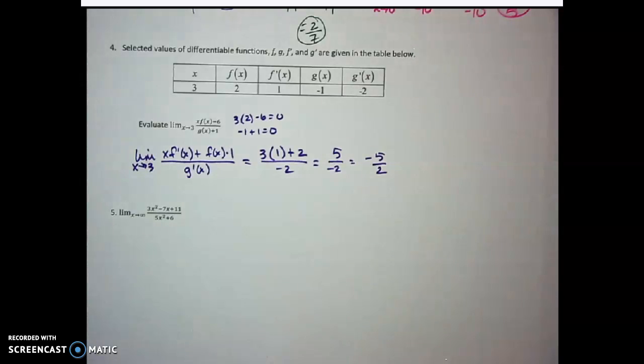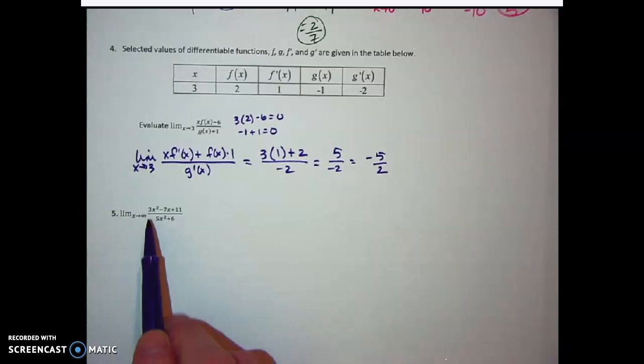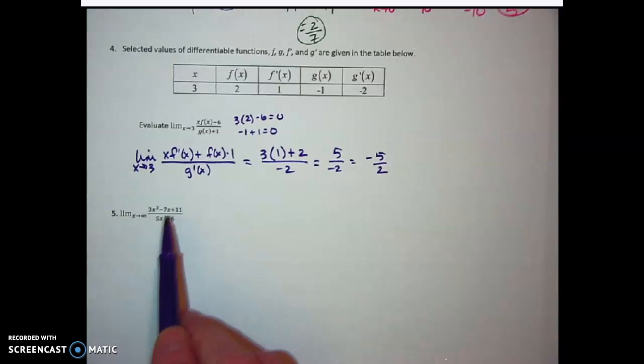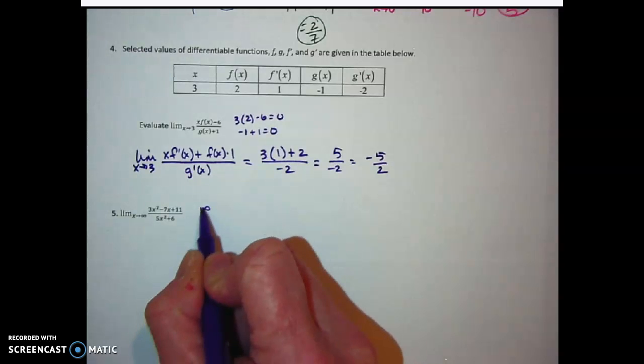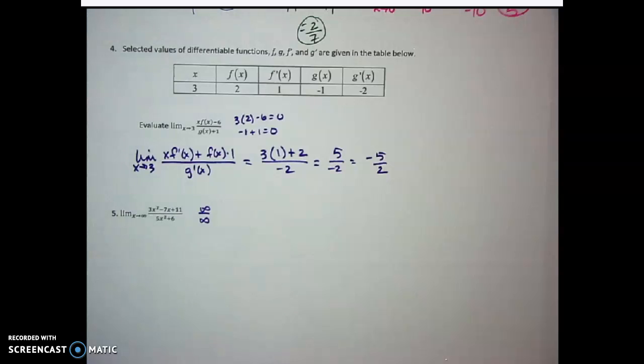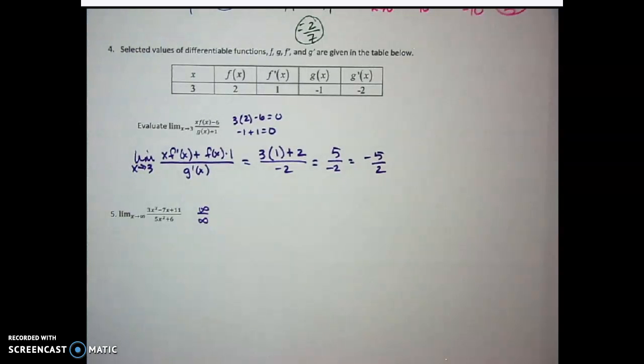All right, the last one: the limit as x approaches infinity. Well, we have a parabola on the top and a parabola on the bottom, x squared, so these are both going to go to infinity over infinity. Again, we have to use L'Hopital's rule, so please go ahead and do that and check back.